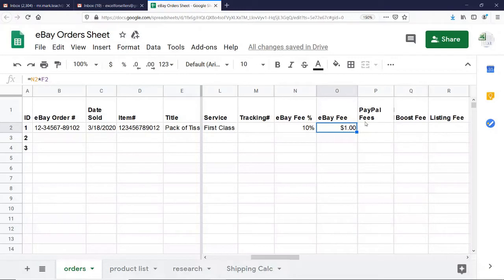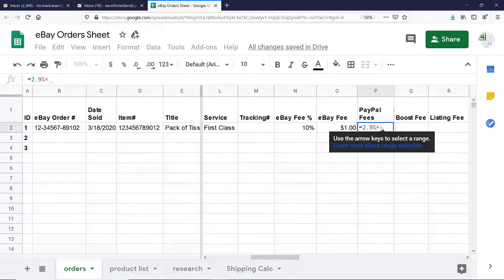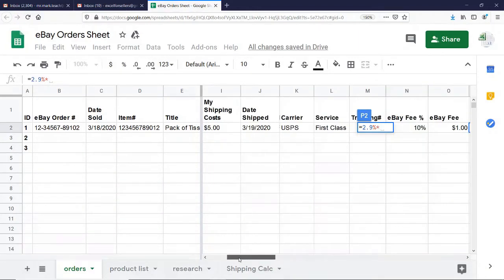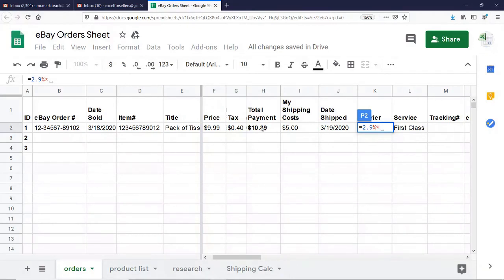So that would be $1. Okay, 10% of $10. The PayPal fee equals 2.9%. And by the way, I'm going to share this with you, so don't worry if you have trouble with formulas. But the PayPal fee is equal 2.9%. This is the standard PayPal fee, right? US standard times, again, that same thing. No, actually times the total payment, because PayPal fees include the tax.